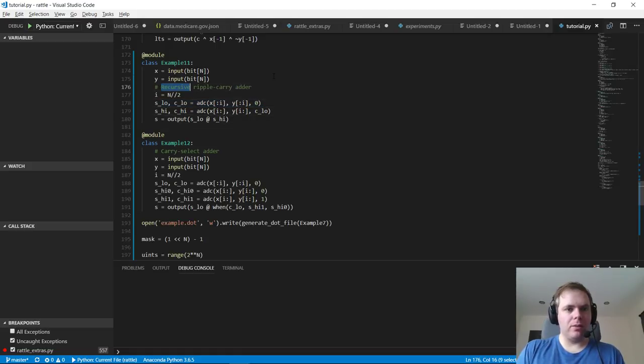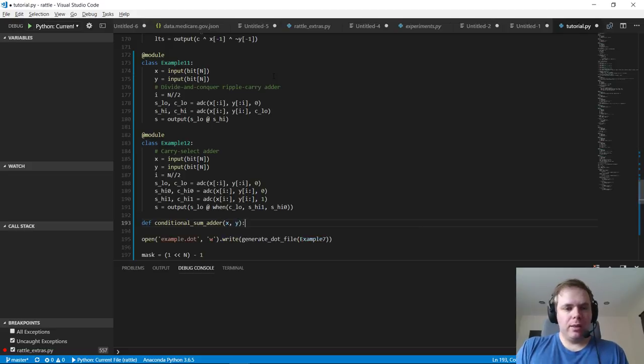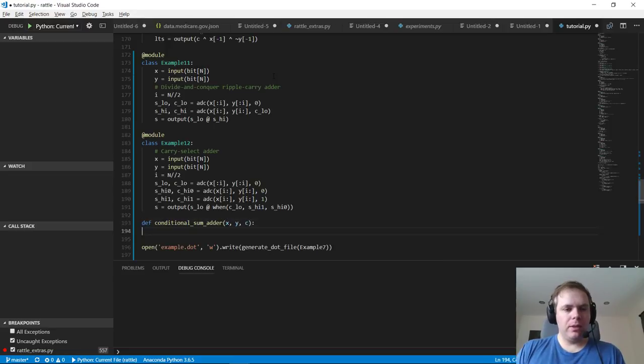Or divide and conquer ripple carry. And now let's do conditional sum. And for that, I'm going to use a function. So, conditional sum adder. What I'm going to do is like normal, I'm going to get in 2 bit vectors to add and a single bit thing for the input carry. And as before, I'm supposed to compute S the result, which is a bit vector, and C, which is a single bit.